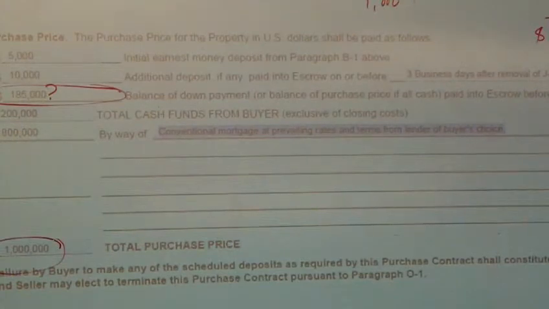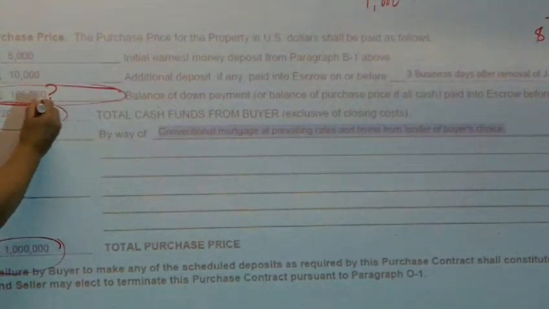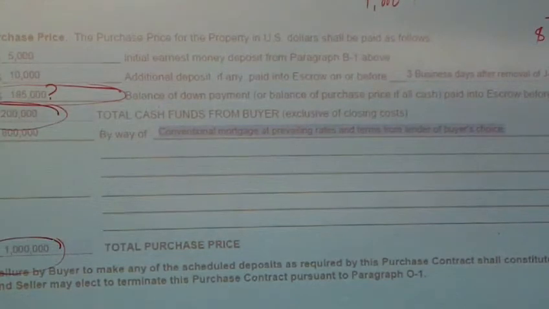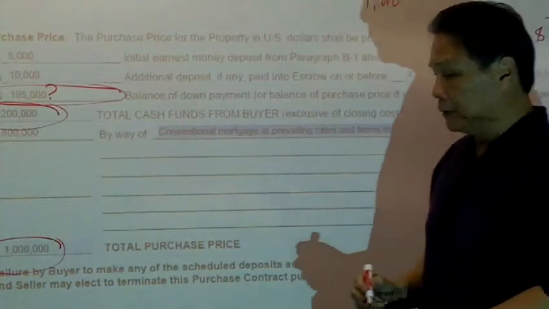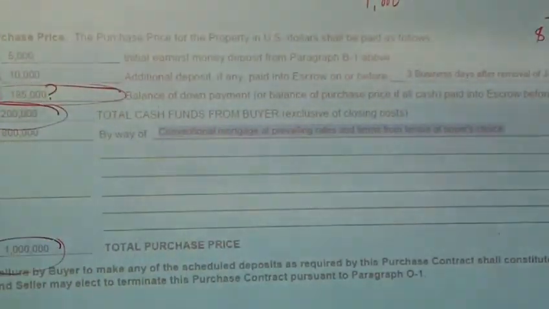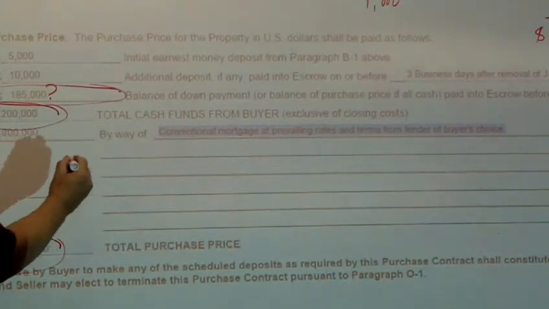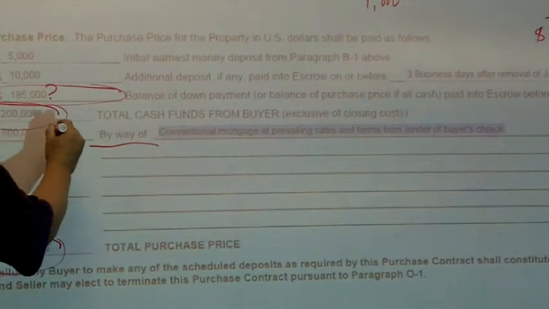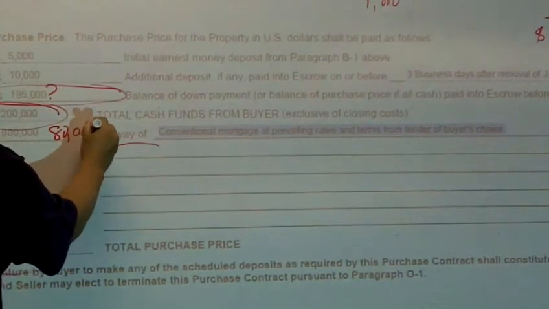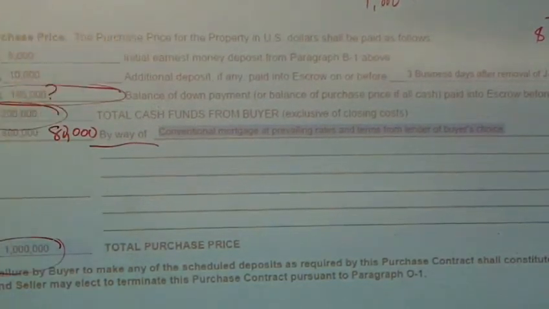So what goes in this part? The total cash funds from buyer will equal what? The down payment. 20%. Good. And then how much would be the loan? 80%, which is $80,000. So when it says by way of, the additional conventional is going to be the $80,000. Okay, that's the amount that's going to be financed.